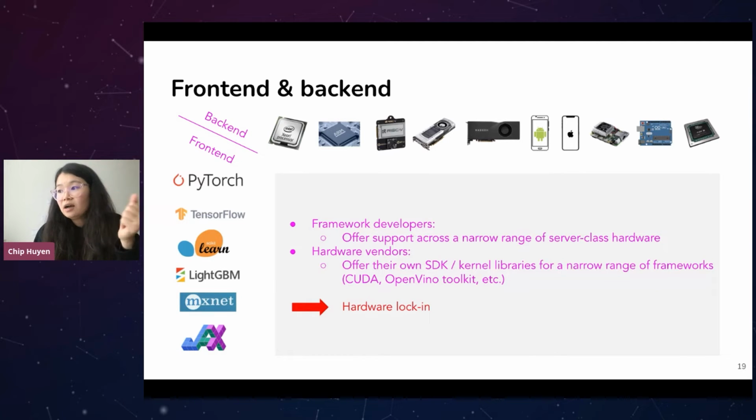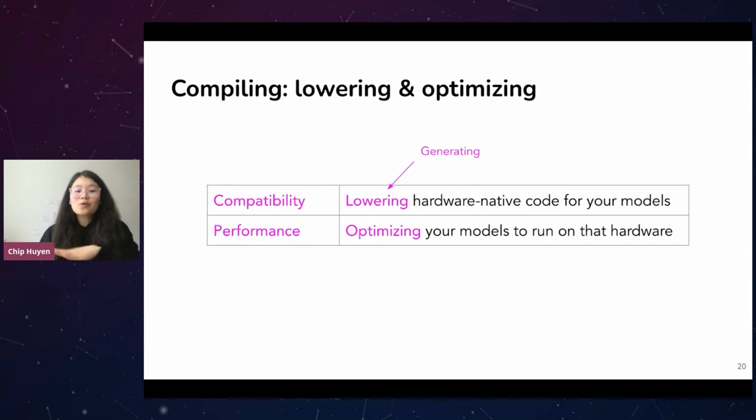For example, at NVIDIA, you will have people writing kernels to get the GPU to work really fast on common frameworks. A problem is that you might have hardware lock-in: if you develop the model with a framework, you might be stuck with hardware that supports that framework. It also makes it incredibly difficult for framework developers to develop new frameworks because now they have to provide support for multiple hardware backends. So that's where compilers come in.